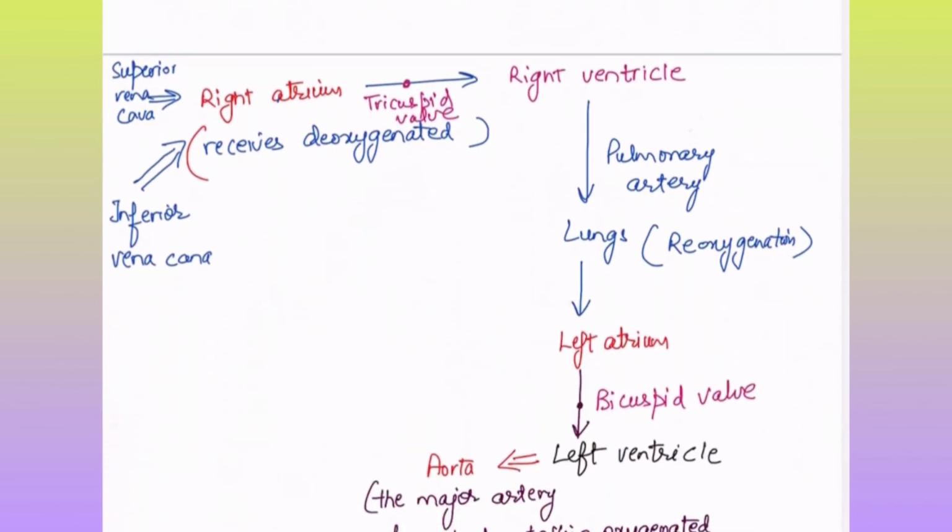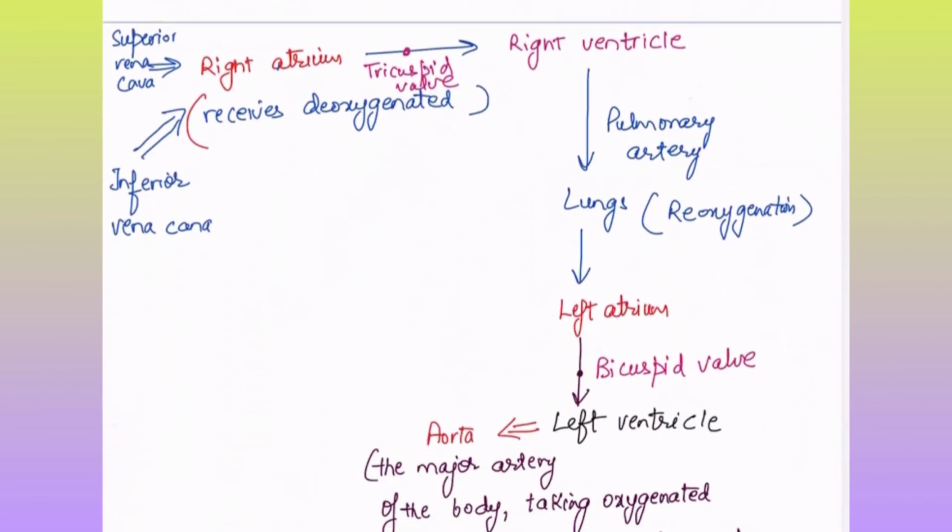To understand the mechanism of blood flow, it starts from the right atrium, where the right atrium receives deoxygenated blood from the superior vena cava and inferior vena cava, which bring blood from the upper and lower body respectively. Blood reaches the right ventricle through the tricuspid valve, because the tricuspid valve is like a flap which opens up, and as soon as blood reaches the right ventricle, this flap closes and backflow of blood is prevented.